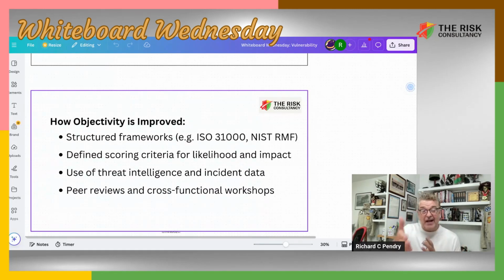The other one as well, I like the one at the bottom, peer reviews, cross-functional workshops. Get as many people involved in the risk management process as possible, because you will lose that subjectivity and you will gain that objectivity. And the other thing is that the more people that sign off on this, the better it'll be and the better it'll look to the higher management.